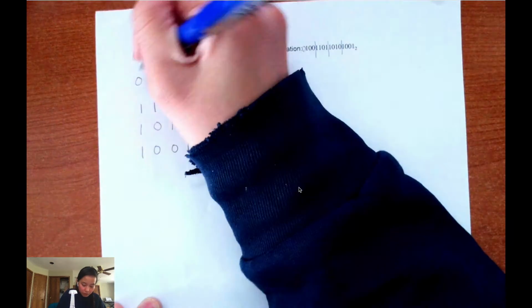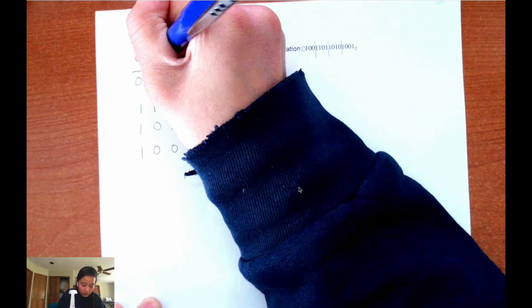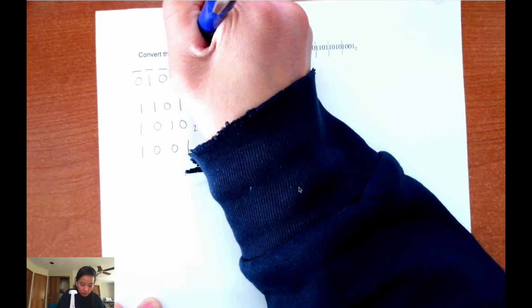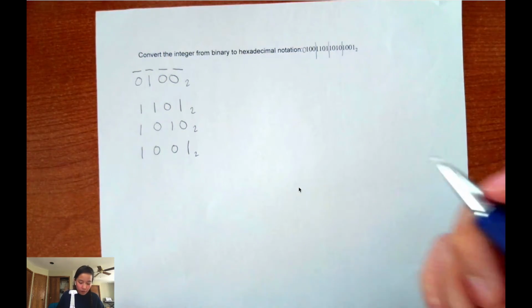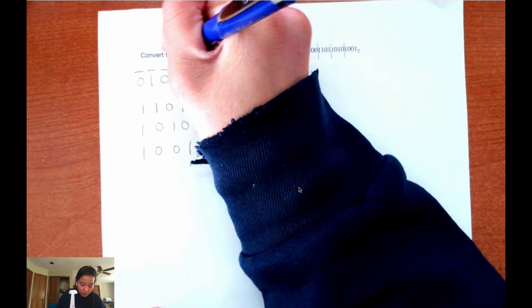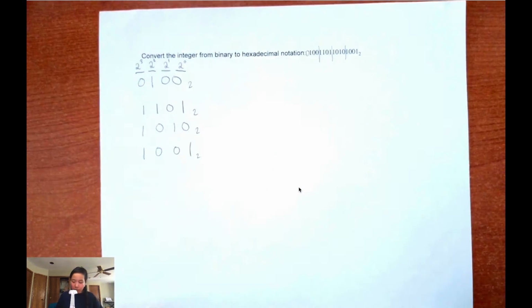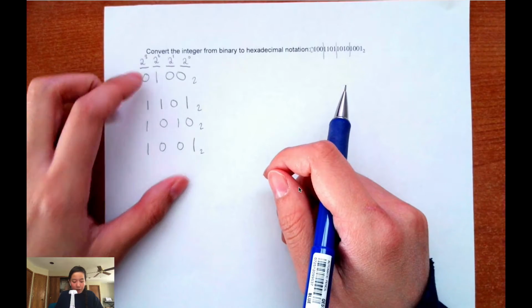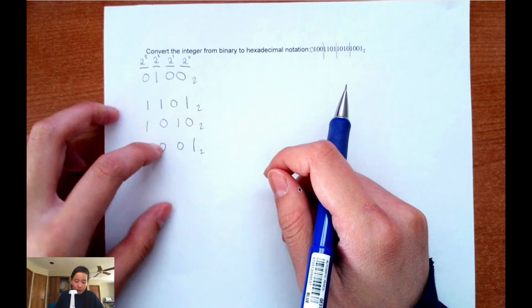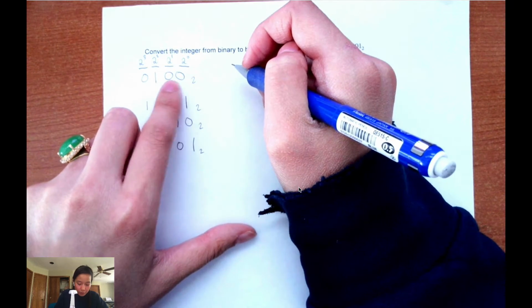Now at the top of this list, you're going to put these little position bars, and you're going to write 2 to the 0th power, 2 to the 1st power, 2 to the 2nd power, and 2 to the 3rd power. You're going to convert all of these binary numbers into decimal numbers. Let's start with the first one.